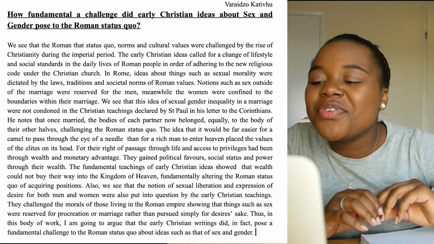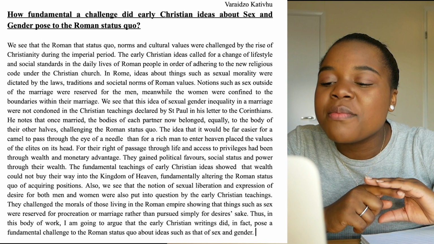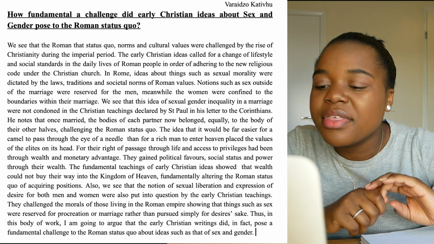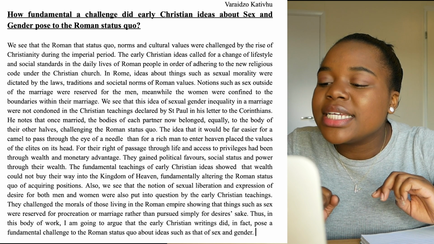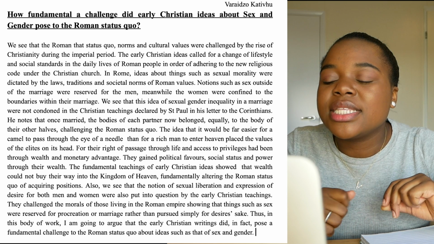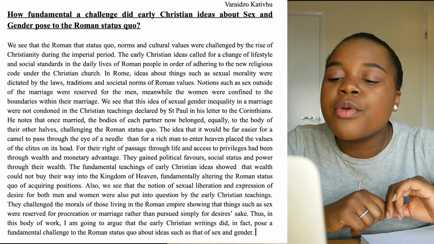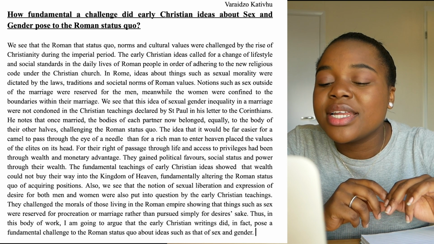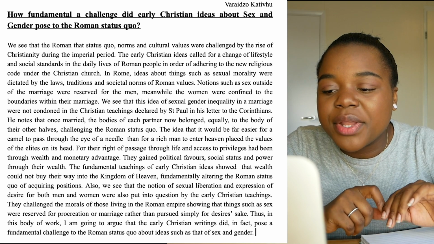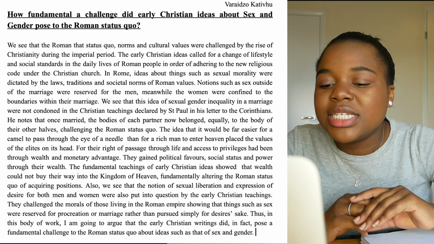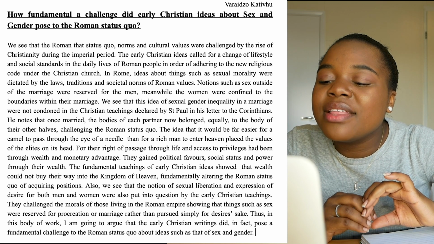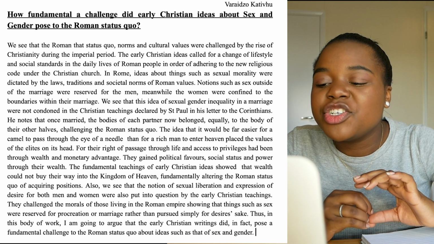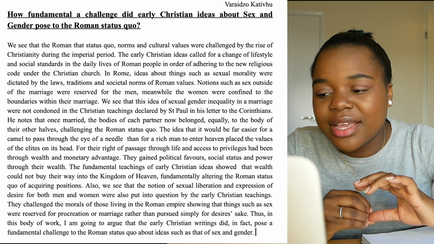For their rite of passage through life and access to privileges had been through wealth and monetary advantage. They gained political favours, social status, and power through their wealth. The fundamental teachings of early Christian ideas showed that wealth could not buy their way into the kingdom of heaven, fundamentally altering the Roman status quo of acquiring positions. Also, we see that the notion of sexual liberation and expression of desire for both men and women were also put into question by the early Christian teachings. They challenged the morals of those living in the Roman Empire, showing that things such as sex were reserved for procreation or marriage rather than pursued simply for desire's sake.